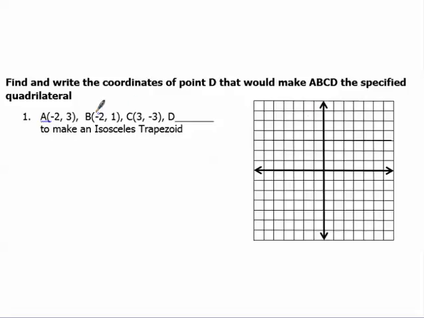So if I look at this, step one is going to be to plot these points. So let me go ahead and plot them. -2, 3 is right here, and that's point A. B is at point -2, 1. And then C is at point 1, -1. And let's see what we're trying to make. I'm trying to make an isosceles trapezoid.